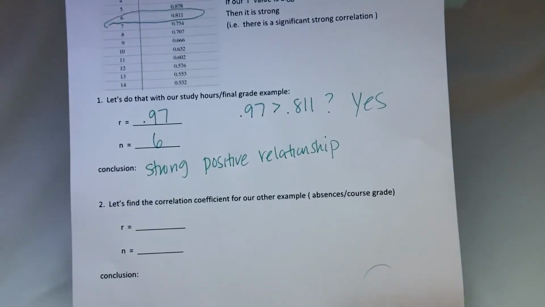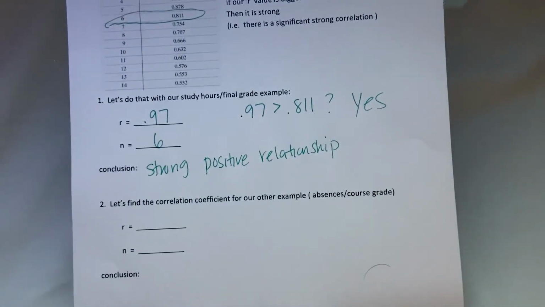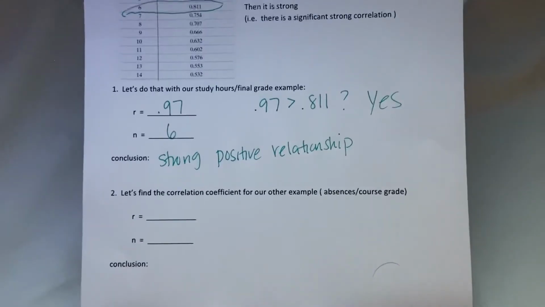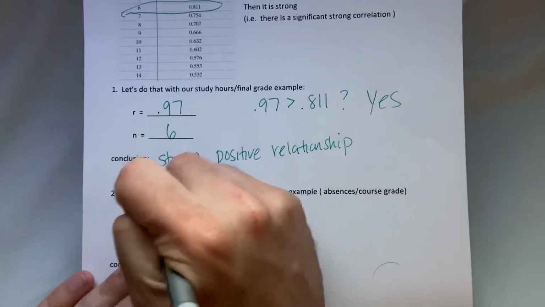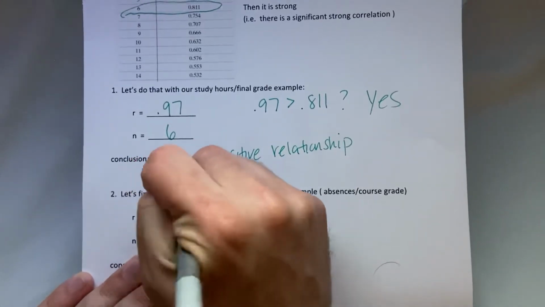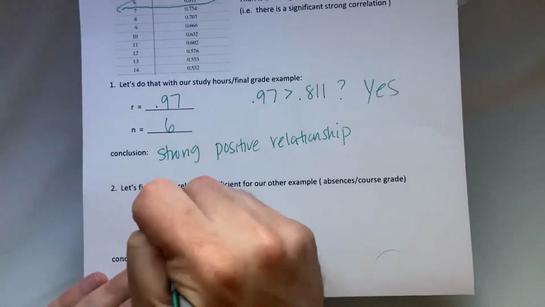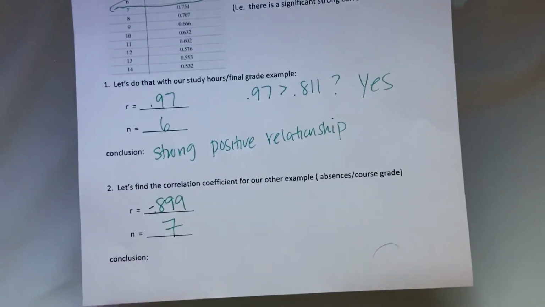What about the correlation coefficient for the absences versus our course grade? Now I'm going to tell you what the R value is when we calculate that. You can go through it yourself if you want to. But we got a correlation coefficient of negative 0.899. And in that one, there were 7 data pieces.